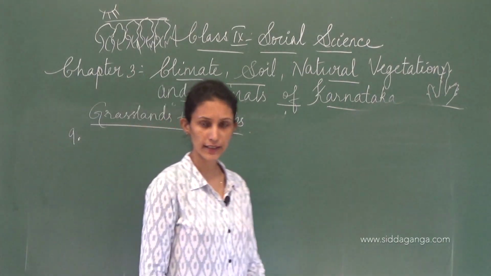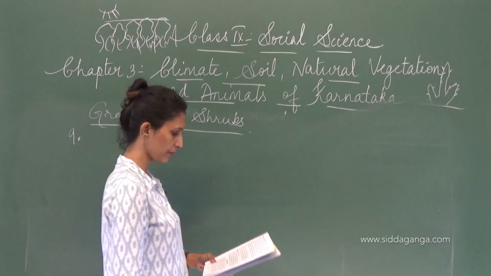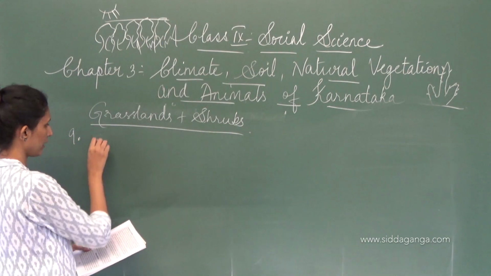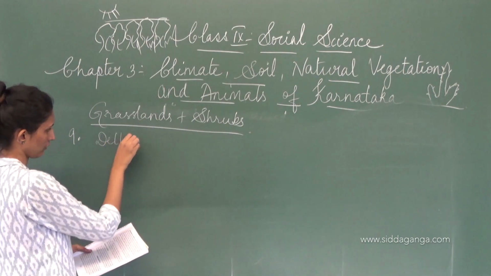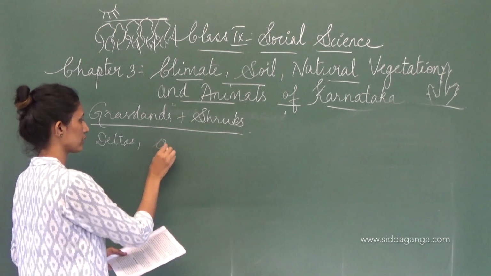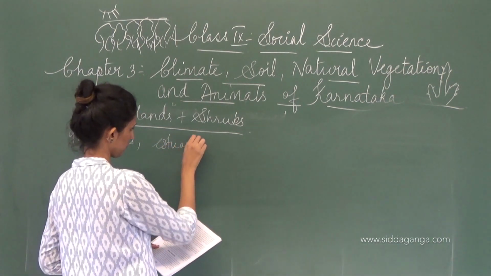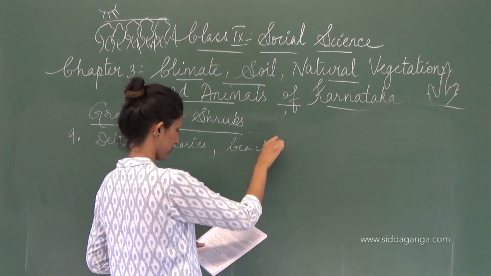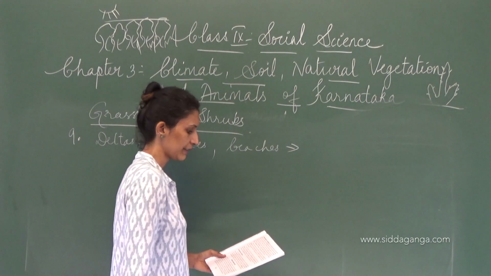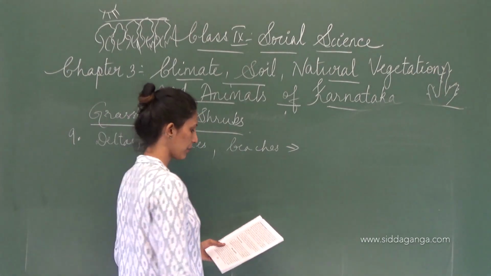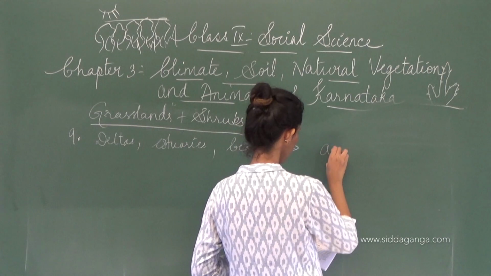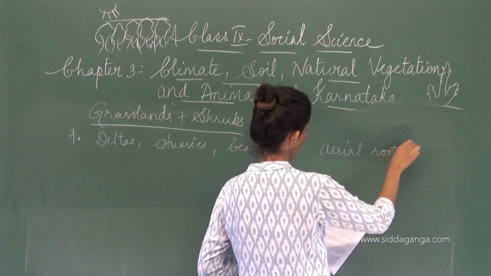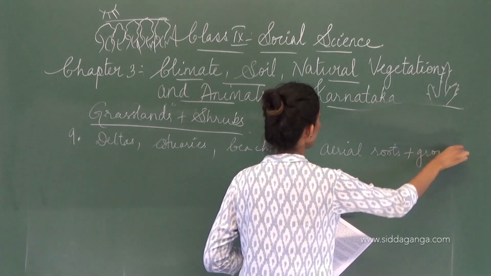So the 9th point is like this. 8th point, put an X mark there. 9th point is these deltas, land and water, estuaries, water flows, beaches. Beaches in the coastal area have a peculiar type of vegetation. They have aerial roots which grow in salty water.